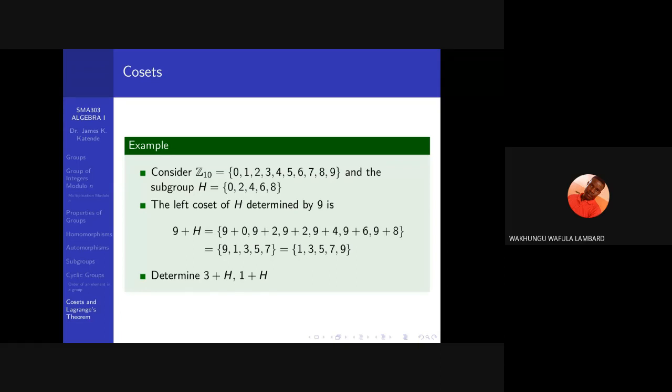You say that for the left coset we pick numbers outside the given elements. You can pick any number. Pay attention. Give this your full attention. You can pick any number in here, compute a left coset. We gave an example where we got the left coset of H determined by 9, and we found that 9 plus H will be the set that contains this.